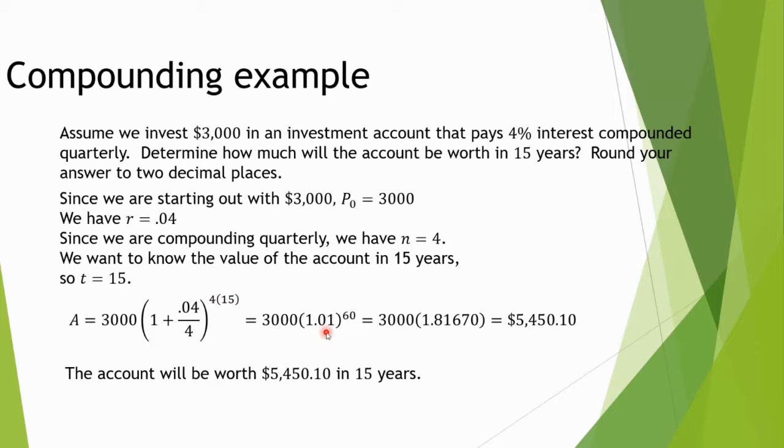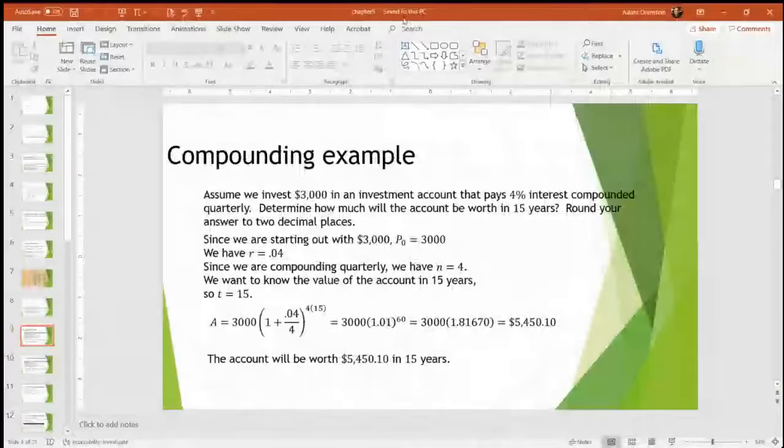And so we get this. So this part here I would handle because it has an exponent. That comes first. Doing so, this is what you get. Then you would multiply, and then this would be your answer. So 15 years later, the account will be worth $5,450.10.